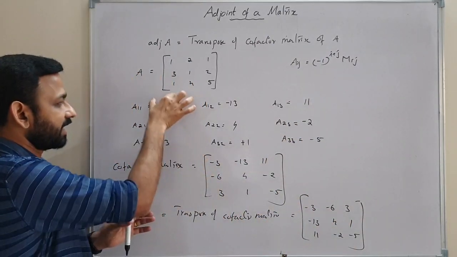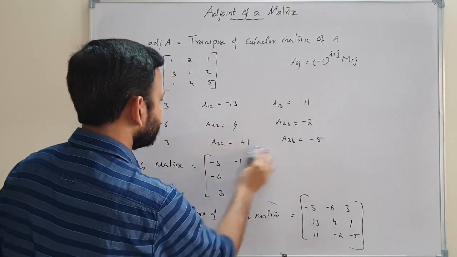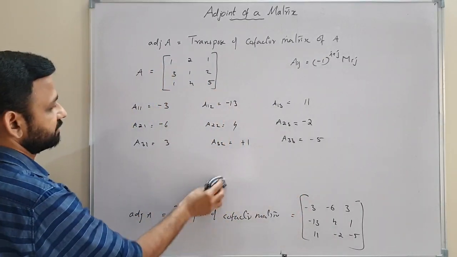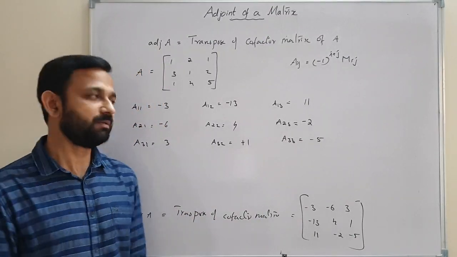So when we write in that order, we can avoid this step. Directly we can write from there. So that is adjoint A, the transpose of the cofactor matrix.